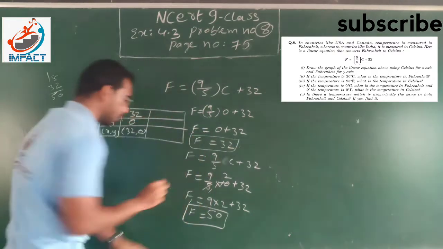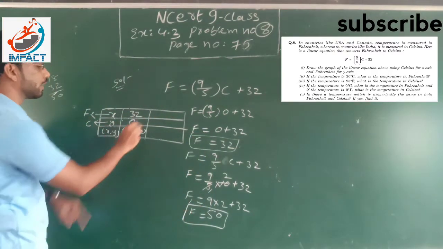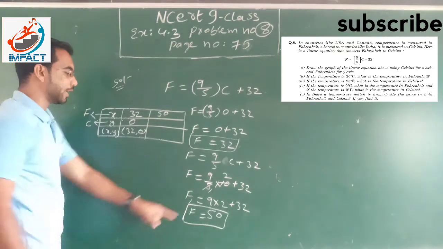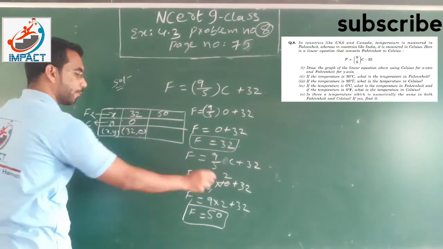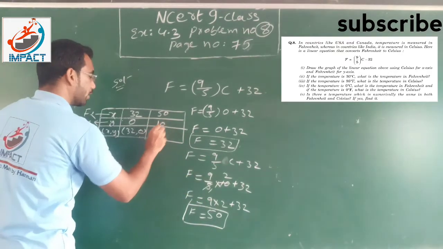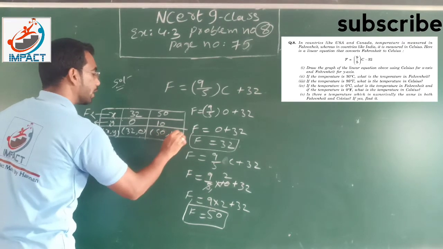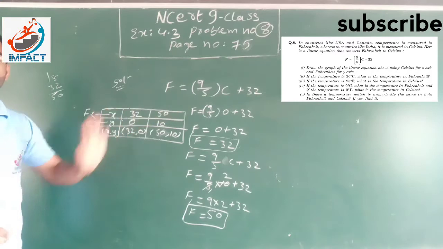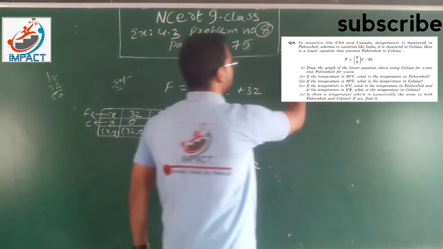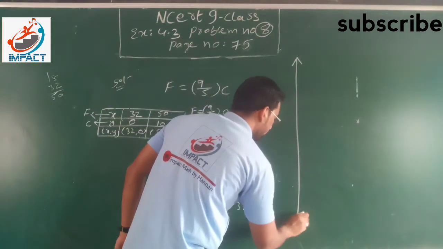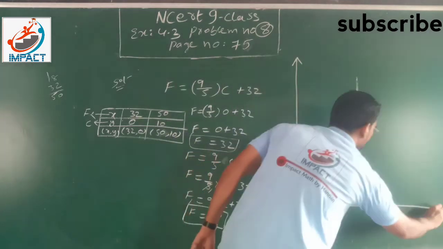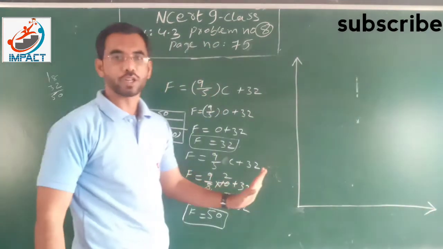But what is there at the place of F? It is x, 50. And at the place of C, it is 10. That is y, 10. That is 50 comma 10. Now we will make the graph. Here there is no negative, all are positive, so I am using only the positive side.